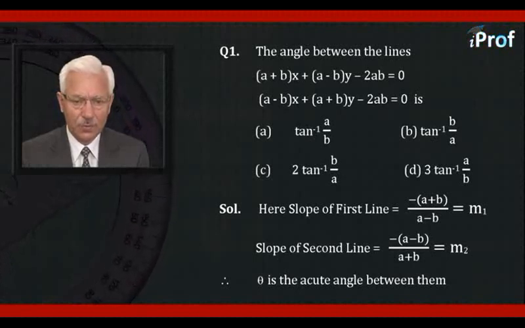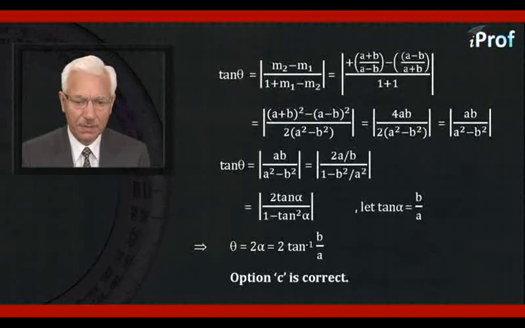Here the slope of the first line is minus (a plus b) upon (a minus b), equal to m1. Slope of the second line is minus (a minus b) upon (a plus b), equal to m2. If theta is the acute angle between them, then tangent theta is equal to modulus of (m2 minus m1) divided by (1 plus m1 m2).